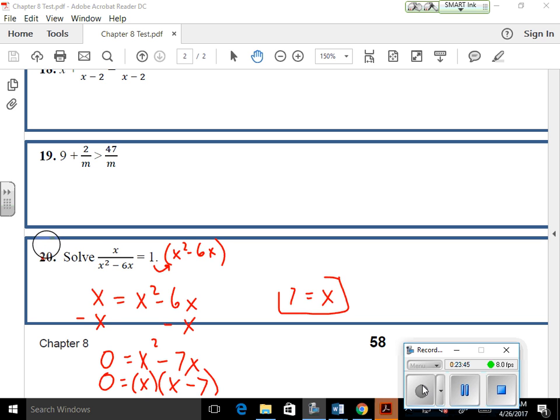But you need to always double check and see if either one of those values, x equals 0 or x equals 7, would cause this to be undefined. If you put 0 in for x, you would get 0 squared minus 6 times 0, which is 0, which would make you divide by 0 and make it undefined. So this cannot be one of your solutions. Only x equals 7.